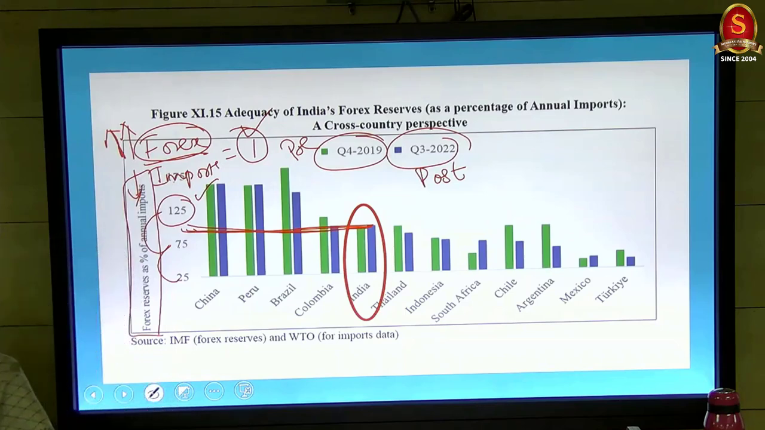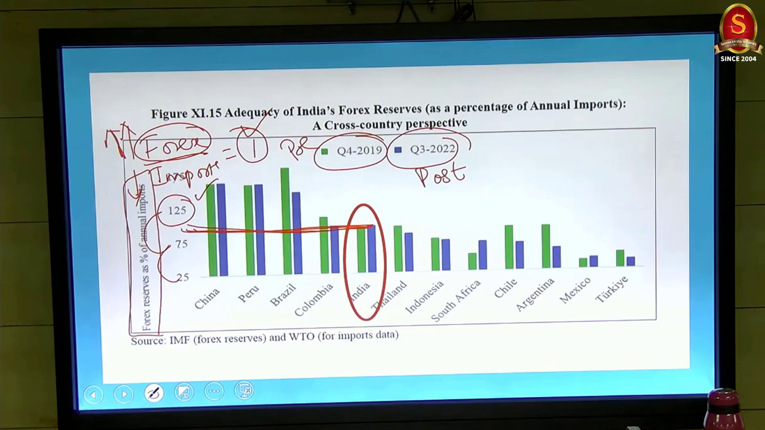Therefore, import cover is: if I am importing for $100, do I have that much of dollars in my foreign exchange reserves? Because that is what is essential for me to pay back to the other country. That's done on a monthly basis because the situation of imports differs from quarter to quarter and month to month. So all the months won't be having the same amount of imports. It's not just the POL. There are other items which also change seasonally, and in several situations.